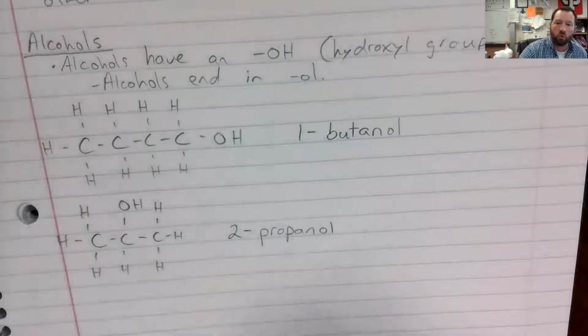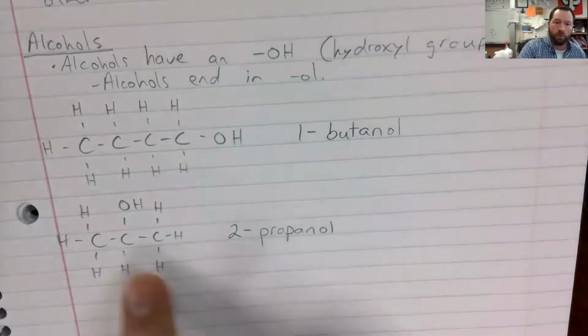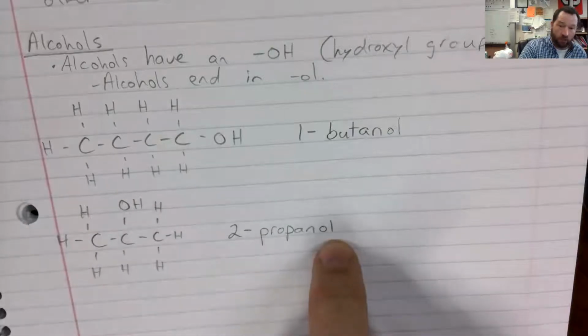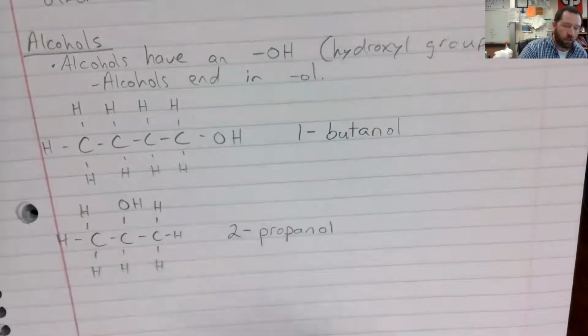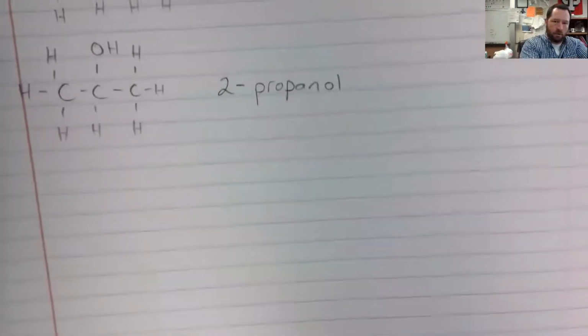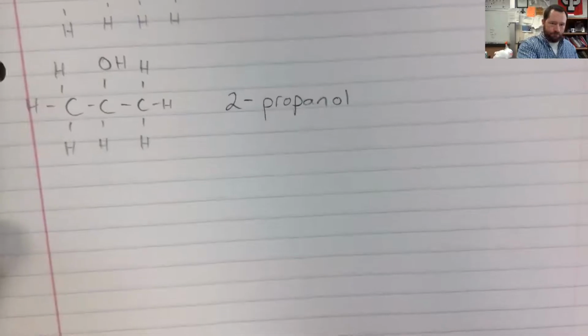It's going to be on the second carbon. This is 2-propanol. Again, prop for 3 carbons. AN, all single bonds. OL for alcohol. 2 on the second carbon. And that's alcohols.